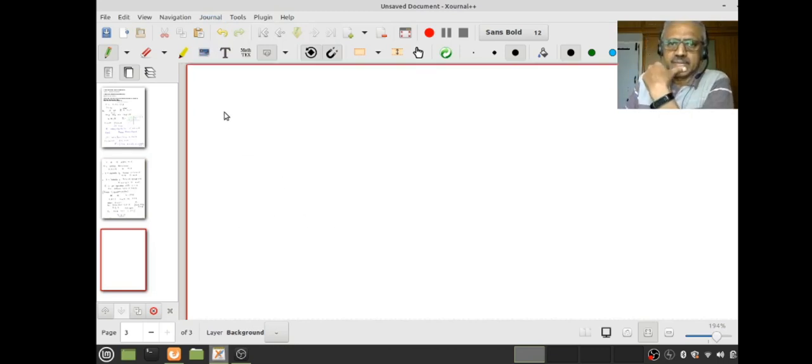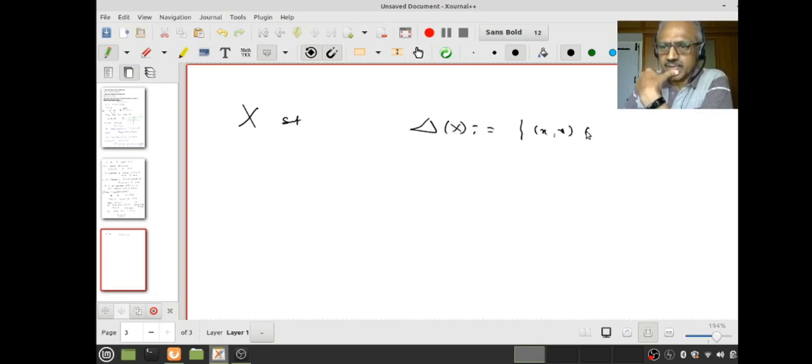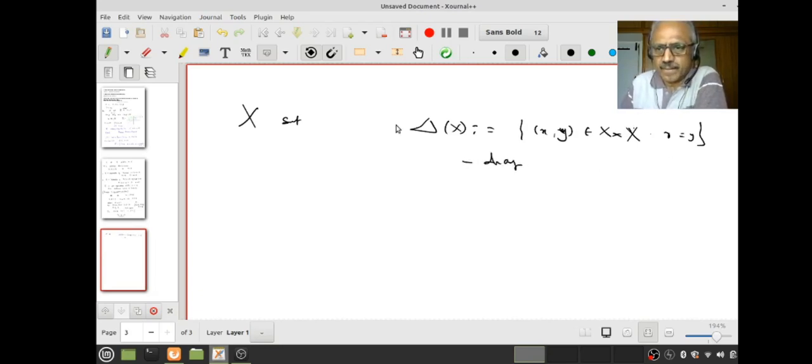Now let's look at the first relation. Let X be any set, right? Let me look at the so-called diagonal subset, that is the set of all (x, x) in X cross X, that is (x, y) where x equals y, if you want. This is called the diagonal set. So this is my relation.